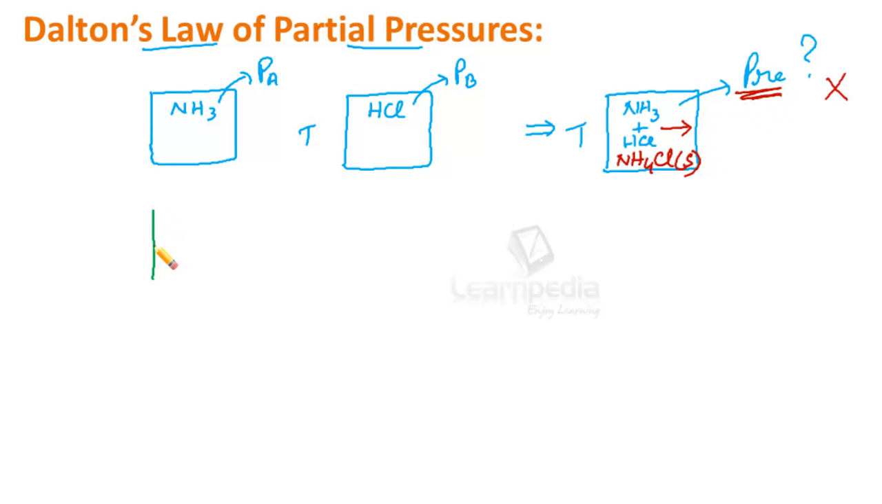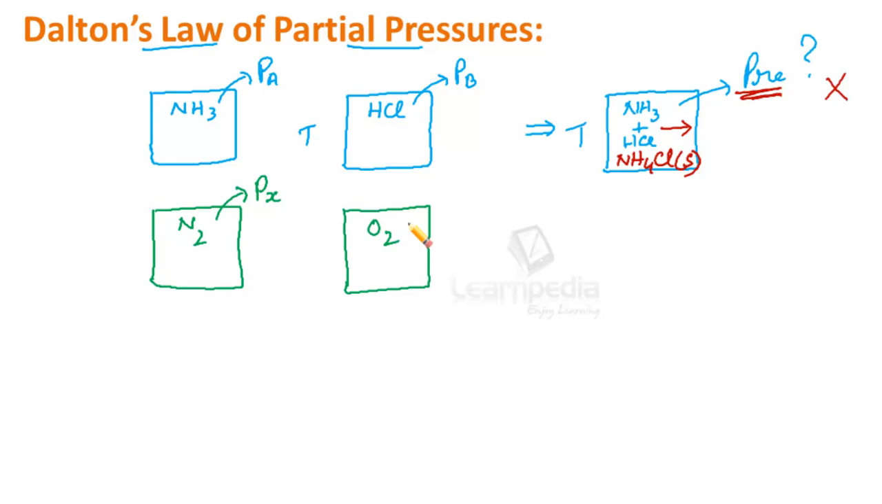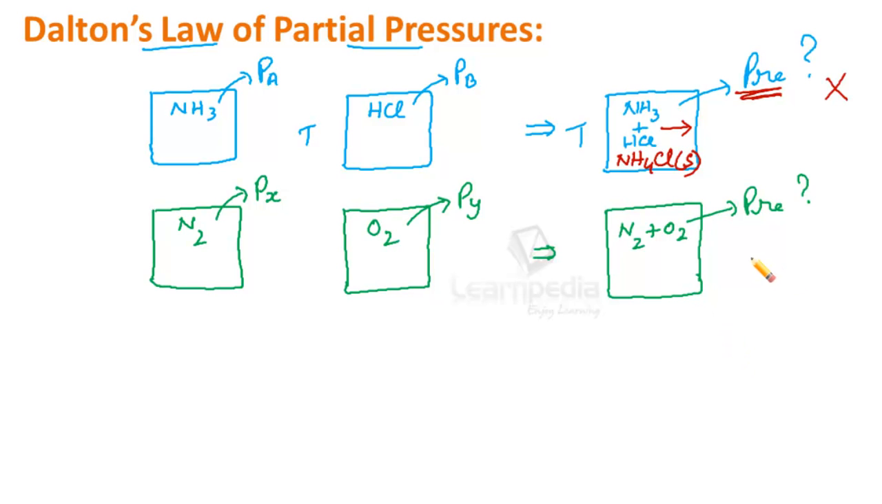But if we have nitrogen in one vessel, let its pressure be Px, and let me take oxygen in another vessel of the same volume at the same temperature and let the pressure here be Py. Now when both this nitrogen and oxygen are transferred into another vessel of the same volume at the same temperature, what will be the pressure in this vessel? Yes, what will be your answer? First tell me whether we can calculate pressure for this or not.